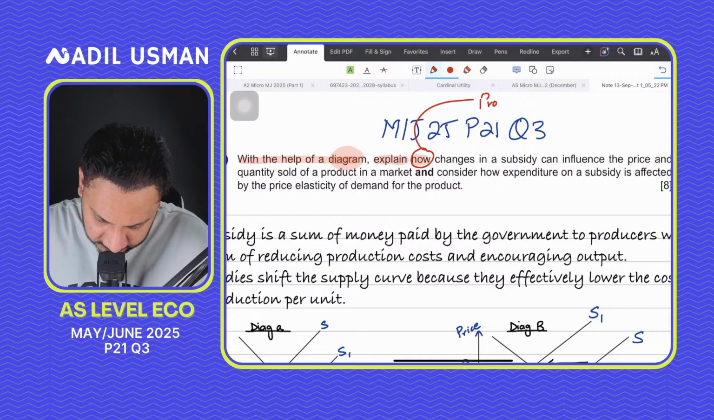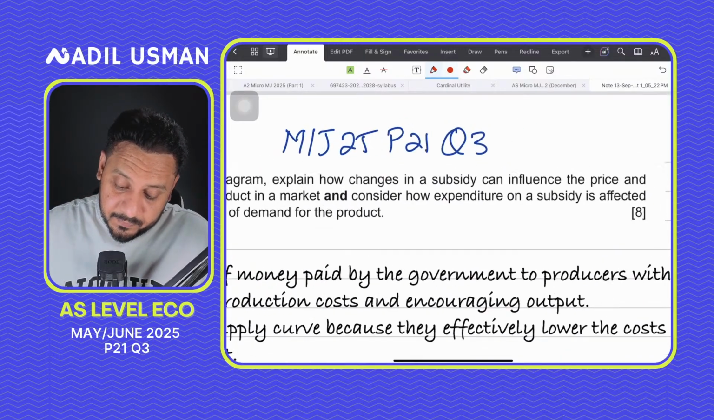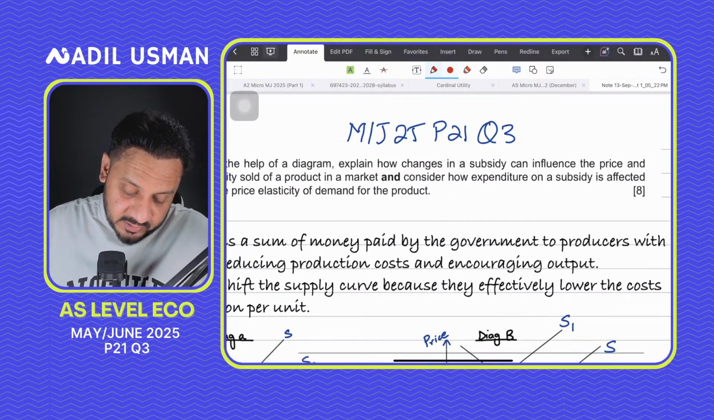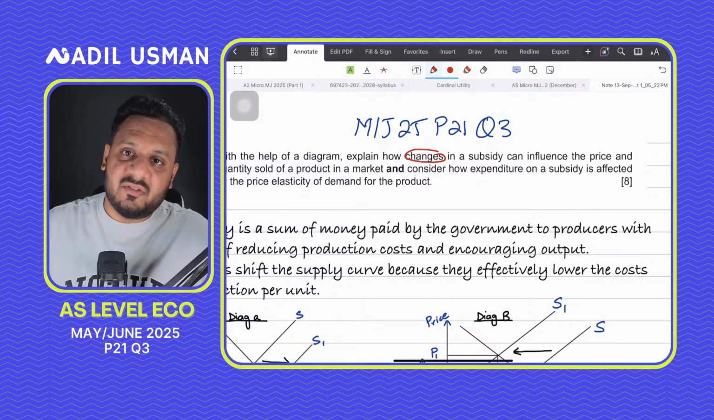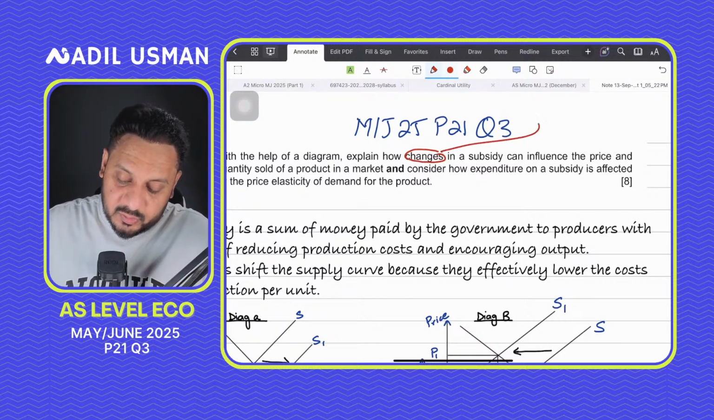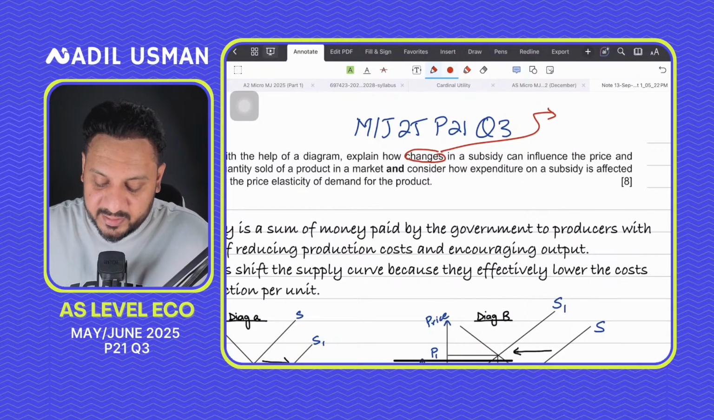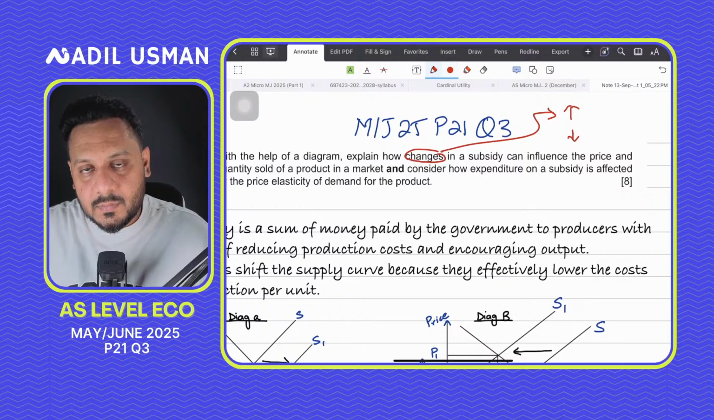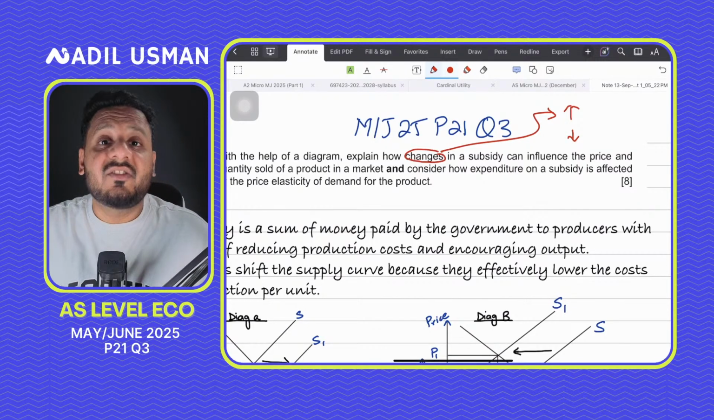Now, one thing I'm going to tell you, and this is a golden tip that you must remember: whenever the word changes is written in the question, the changes could be in either way. So changes in subsidy, right? Subsidy could either increase, it could decrease as well. So you need to explain from both perspectives, because they are saying changes.